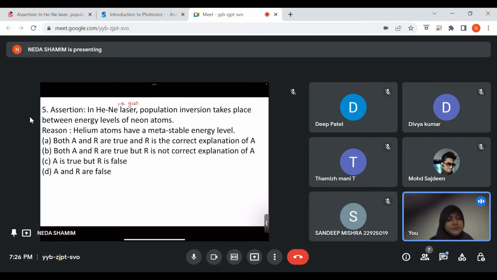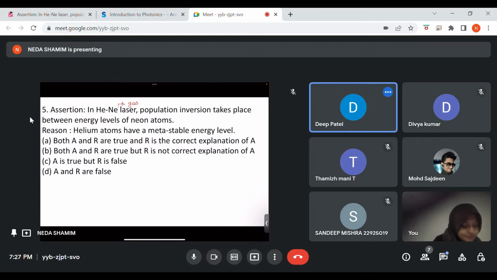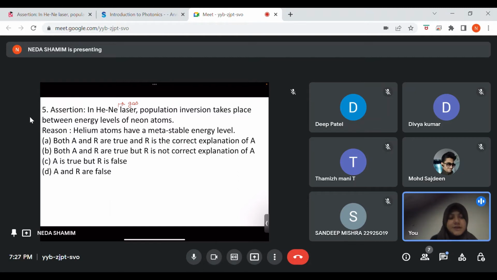So can someone tell me what would be the answer to this question? The assertion is a statement which says that in helium neon lasers we can achieve population inversion between two energy levels of neon atoms. But the reason they are stating is that helium atoms have a metastable energy level. That is also true. But what would be the correct answer to this question? B. Yes, that is the right answer.